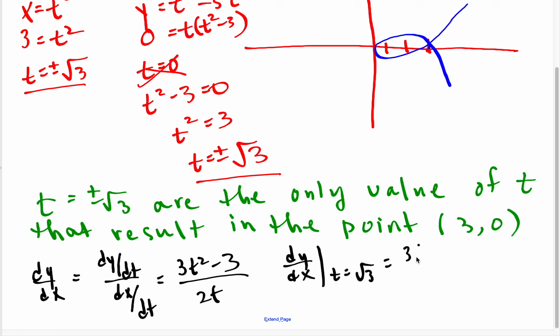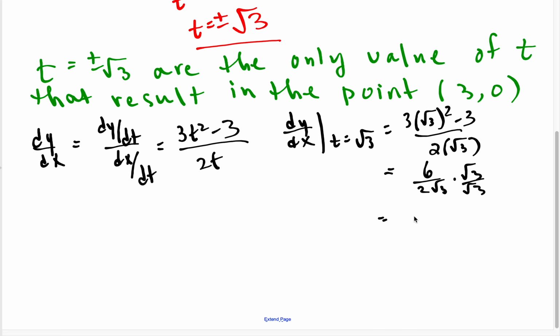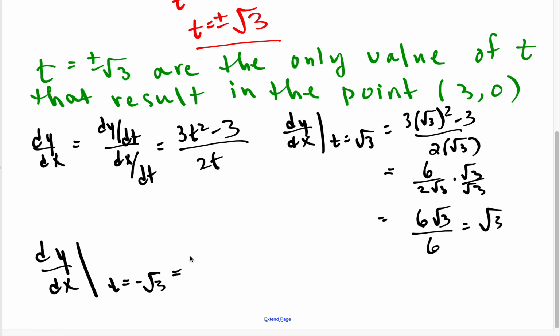So let's do that. If we plug in root 3 for t, that's going to be 6 over 2 root 3. Multiply both sides by root 3, and I have to extend my page here, and we're going to get 6 root 3 over 6, because 3 times 2 is 6. So we get root 3. Okay, let's do it again. Now we want to plug in negative root 3 for t.